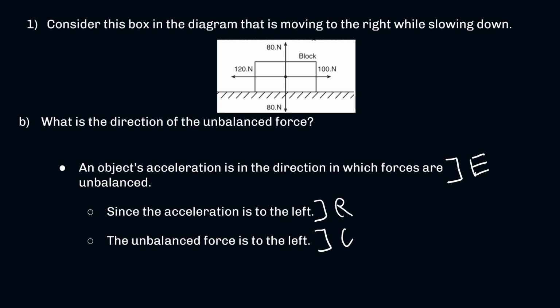So you have 120 to the left, 100 to the right. If you subtracted those, you'd be left with 20. So that 20 is left over. That's from where you had more force. Hence the unbalanced force. It's not being balanced out. That's basically all you need to know with that.